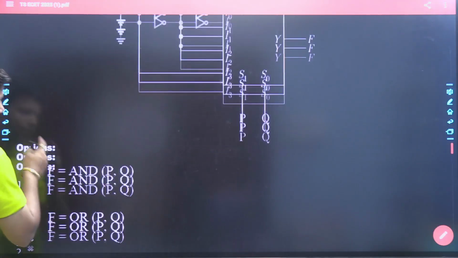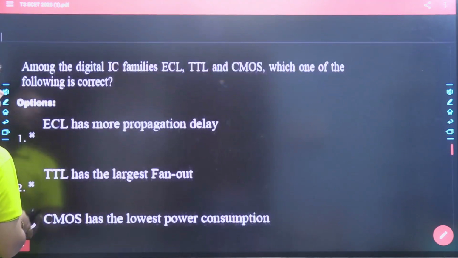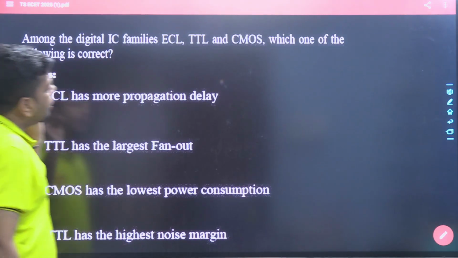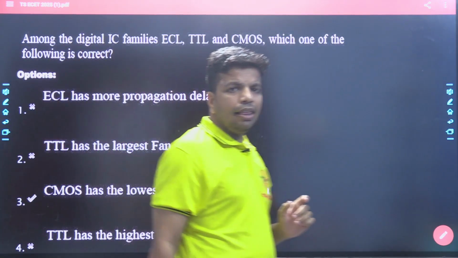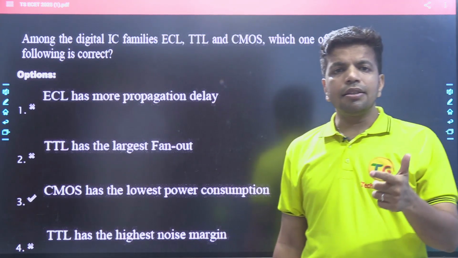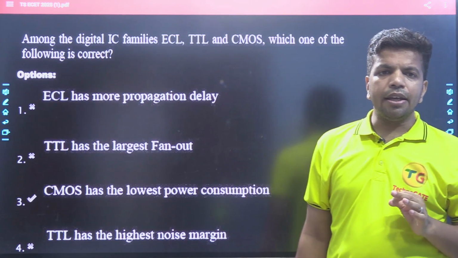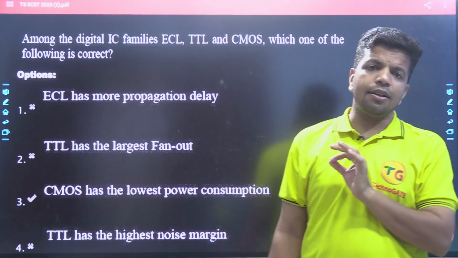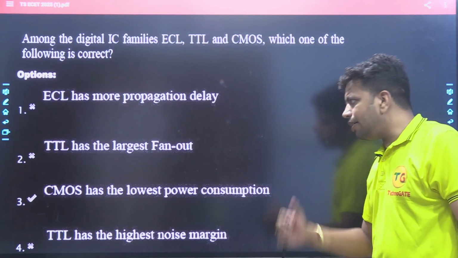Let's move to the next one. Among the digital IC families ECL, TTL, CMOS, which of the following is correct? So can we say that CMOS has the lowest power consumption? You can go with the third answer.